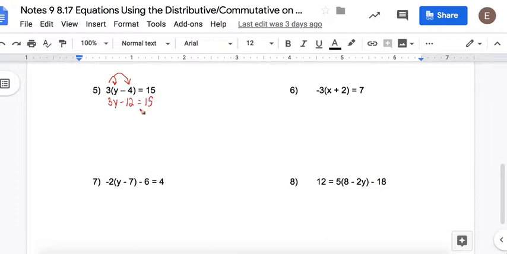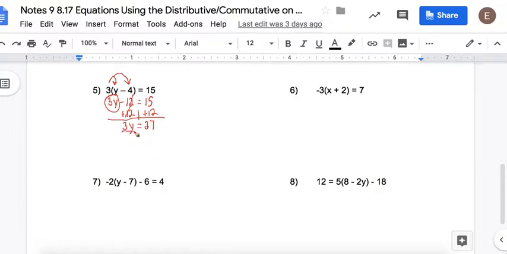equals 15. Circle your variable and draw your t. The opposite of subtracting 12 would be adding 12. -12 plus 12 is 0, so they cancel out. Bring down your 3y. 15 plus 12 is 27.